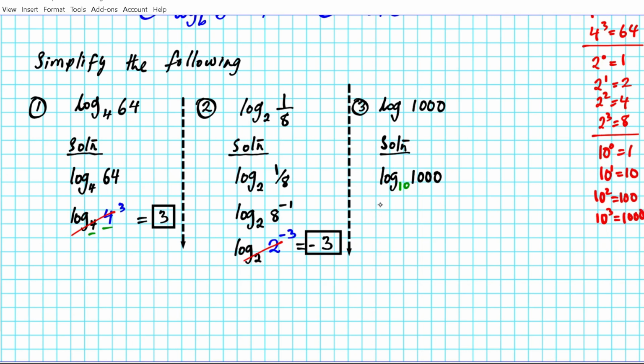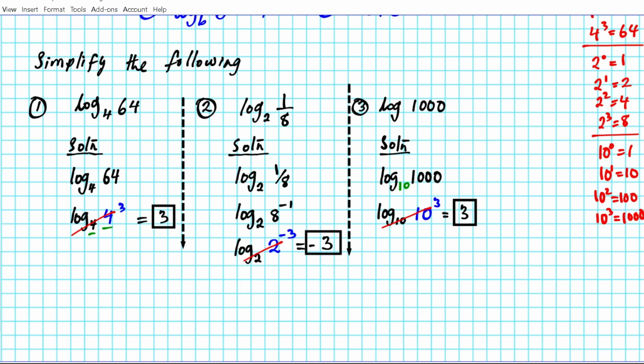So we're going to rewrite this as log base 10. Replace the logarithmic argument with the power of 10 equivalent, which is 10 to the third power. Now that the logarithmic argument in exponential form has the same base as the base of your log, then we can apply the inverse property of logarithms and cancel those two out, and we get our final answer, which is 3.